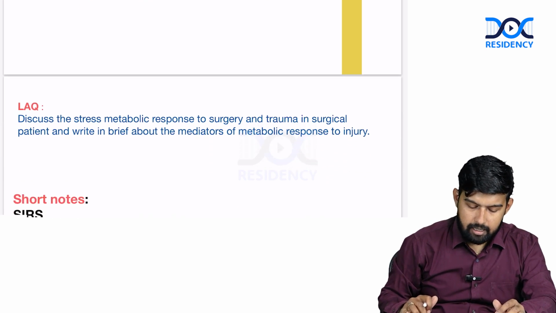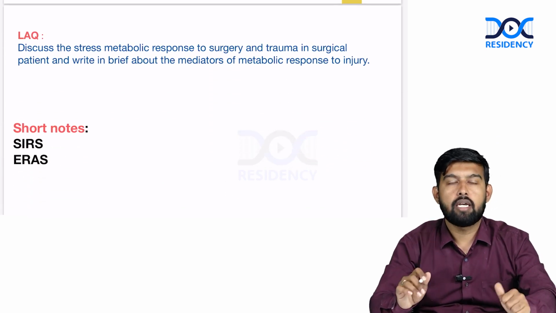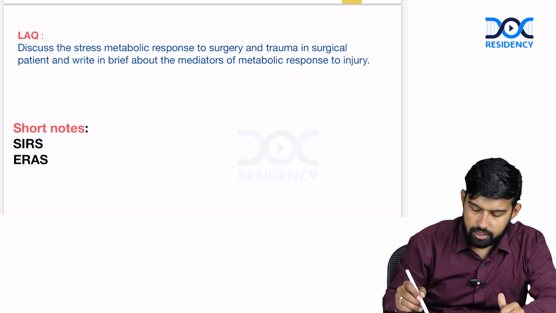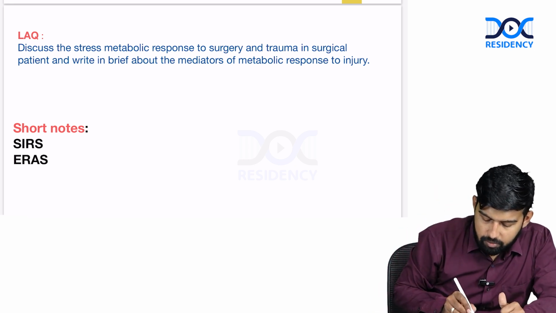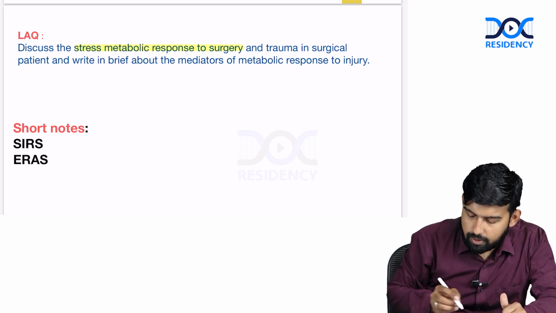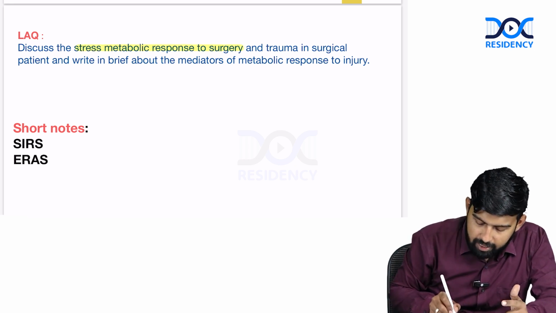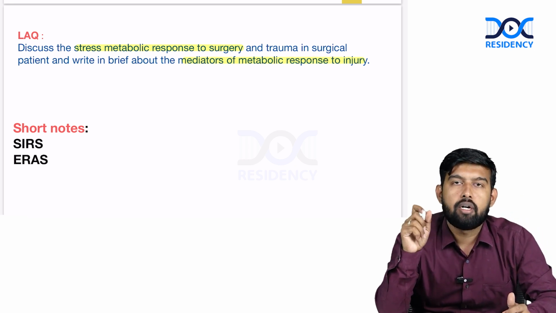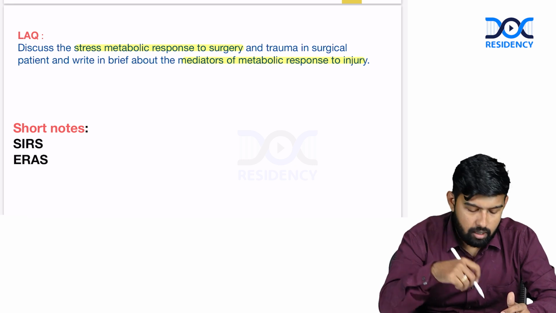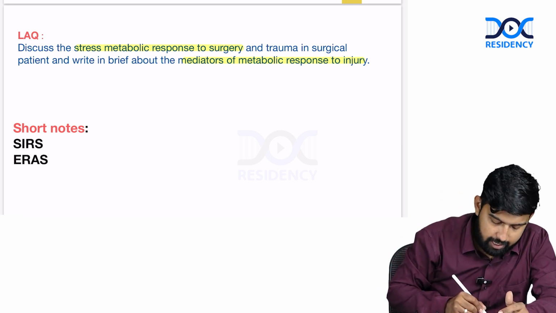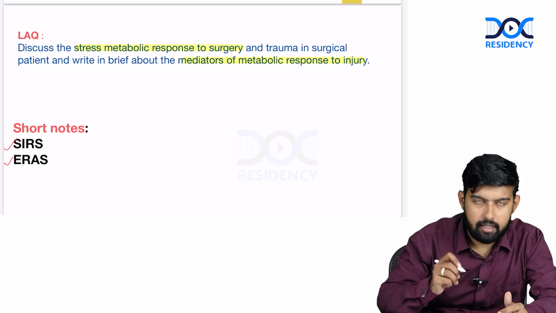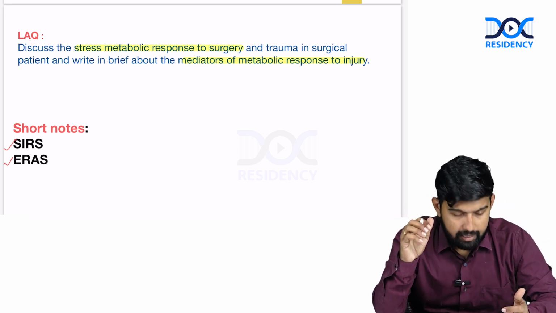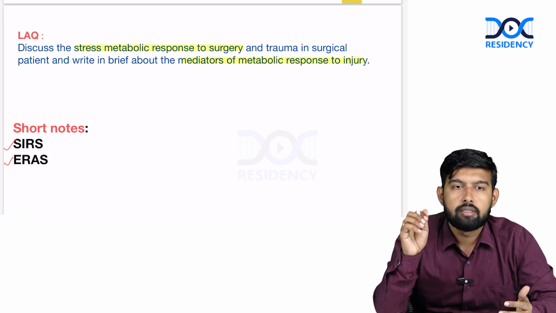So these are examples of the questions which can be asked in the different examinations, like essay questions on the stress metabolic response to the surgery and the mediators of the metabolic response to the injury, and short notes on SIRS and ERAS. SIRS, that is systemic inflammatory response syndrome, and ERAS, that is enhanced recovery after surgery.